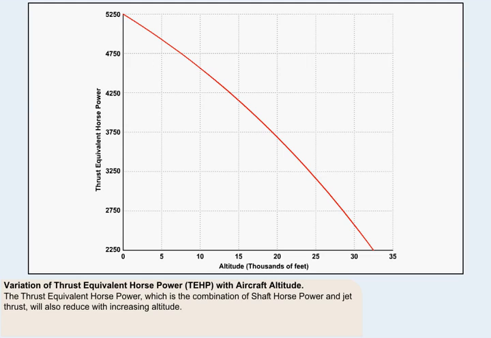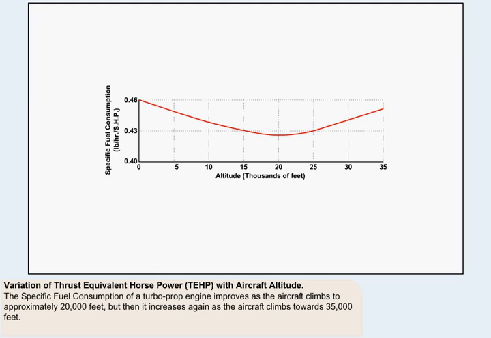The result of this is that the thrust equivalent horsepower, which is the combination of shaft horsepower and jet thrust, will also reduce with increasing altitude. This graph shows that the specific fuel consumption of a turboprop engine improves as the aircraft climbs to approximately 20,000 feet, but then it increases again as the aircraft climbs towards 35,000 feet.